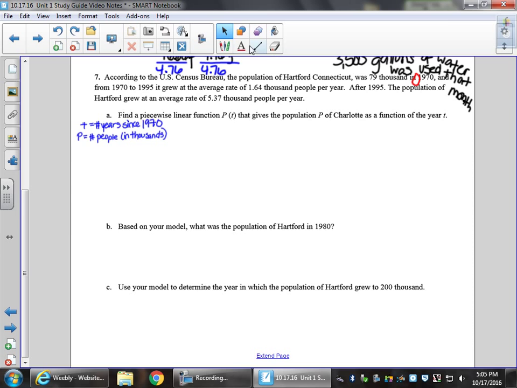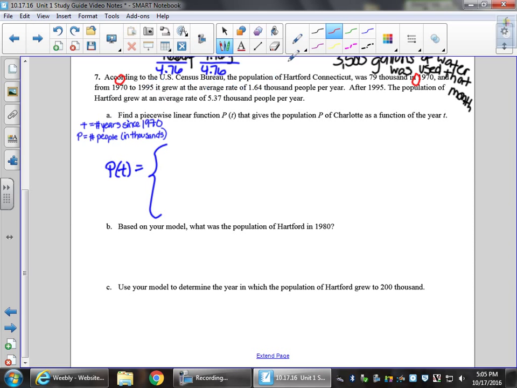Now let's talk about writing our pieces. We talked in the video last time, the first piece comes nice. So P of T equals, 79 is my initial value. 1970 is my 0 year again. So in this amount of time, the average rate of growth is 1.64, and it says growth, so I know positive. 1.64 T, and then in that 0 year, the population was 79,000, so plus 79.